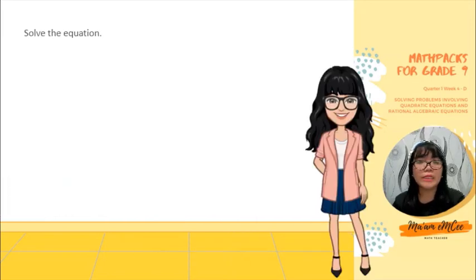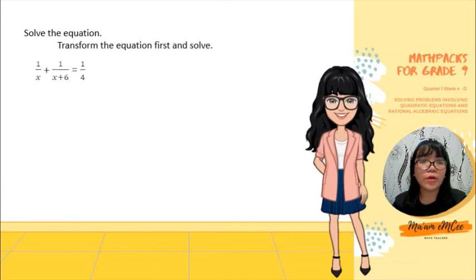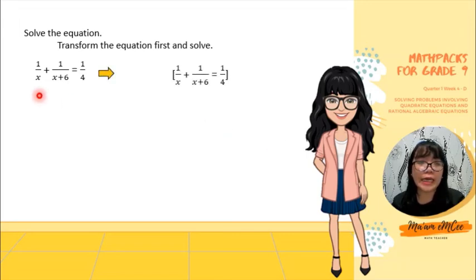Now let us solve the equation. 1 over x plus 1 over x plus 6 equals 1/4 will be our working equation. We need to transform this into a quadratic equation by multiplying both sides of the equation by the LCD. And again, our LCD will be the product of our denominators, so that is x times x plus 6 times 4. So we multiply both sides of the equation by 4 times x times x plus 6.